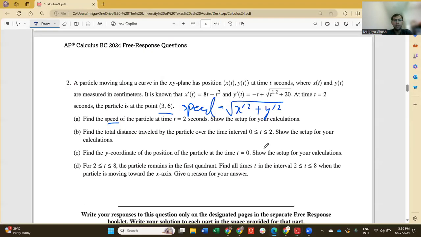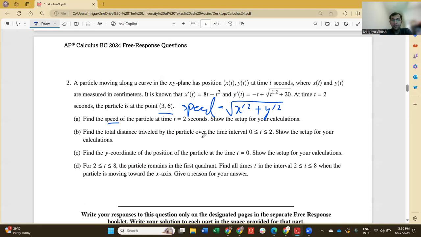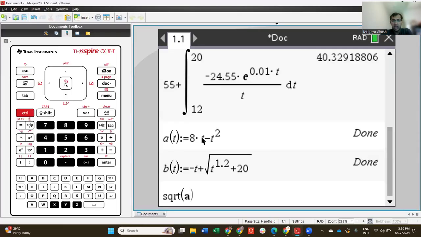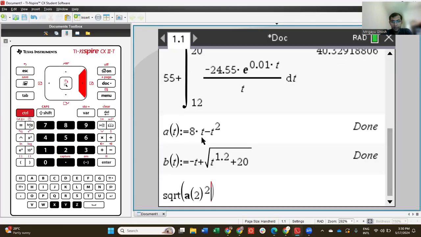Okay, good. So we want to find the speed. For the speed, all we're going to do is take the square root of a squared plus b squared, but we're going to evaluate a at t equals 2 seconds. So we're going to take x prime of 2, in other words, a of 2 in my calculator, a of 2 squared plus b.